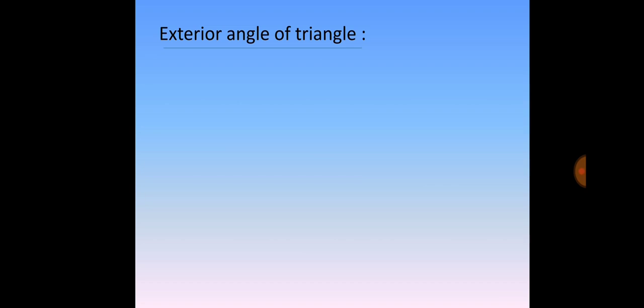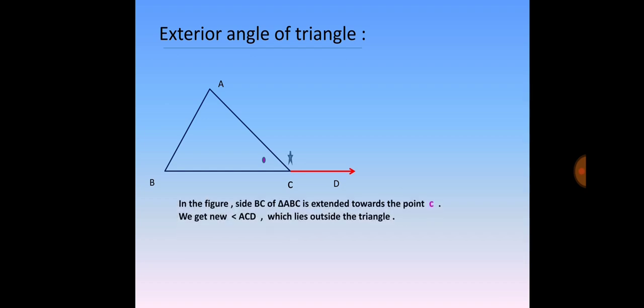First we draw triangle ABC. Then we extend side BC toward the end C. So we get angle ACD, which makes a linear pair with interior angle ACB. In the figure, you observe that side BC of triangle ABC is extended toward the point C. We get a new angle ACD, which lies outside the triangle.